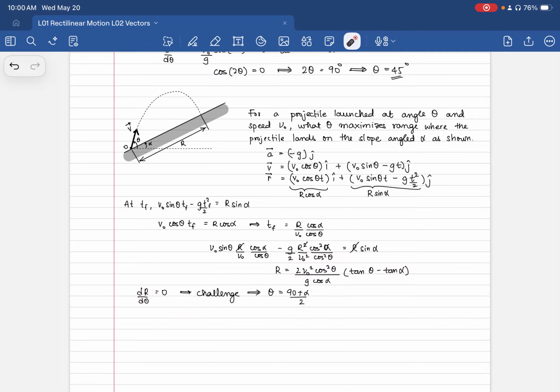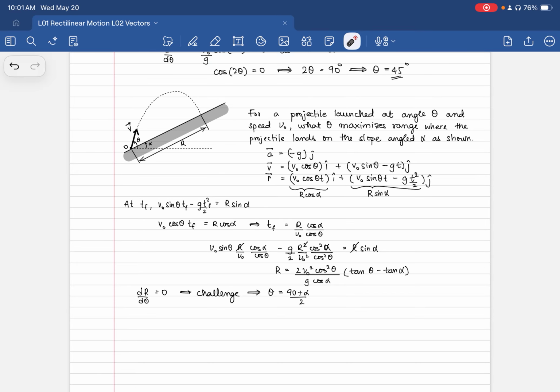You're differentiating with respect to theta. You will have to use a product rule. Remember that these terms are all constants. So essentially it's just this over here as a product rule, and the other one will be just cos squared theta tan alpha. So you should be able to differentiate this, set it to 0, and you will get this as your answer.